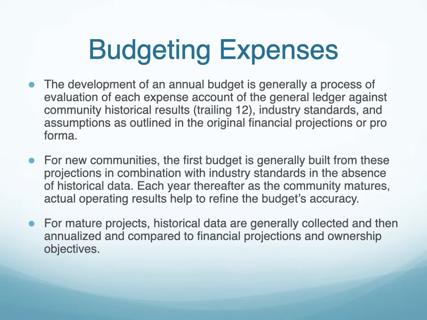For new communities, the first budget is generally built from these projections in combination with the industry standards because there's an absence of historical data. Each year thereafter, as the community matures, the actual operating results come in, and that helps you to refine the budget's accuracy. For mature projects, historical data is generally collected based on the performance of the projects over the past years, and then annualized and compared to financial projections and the ownership's objectives.